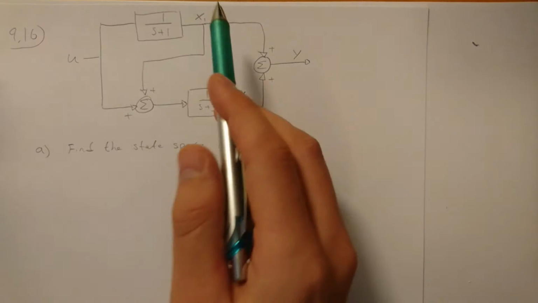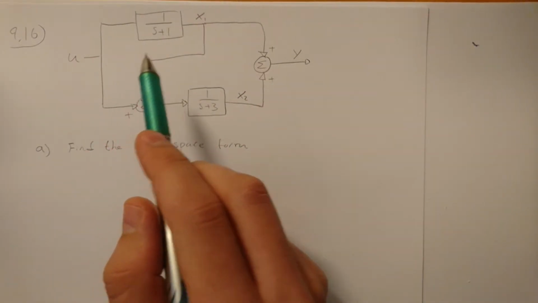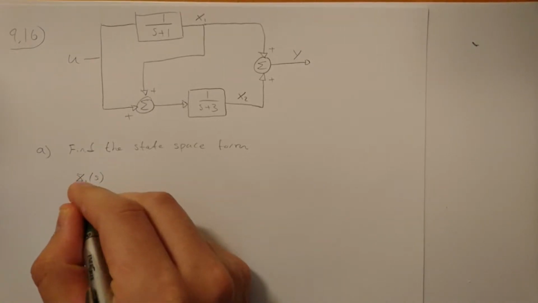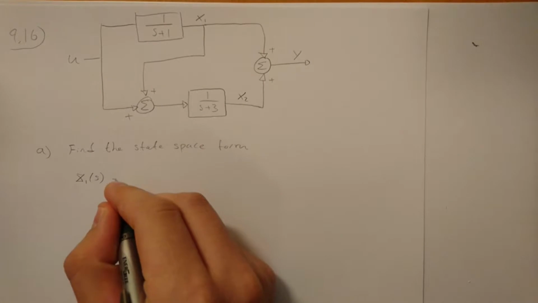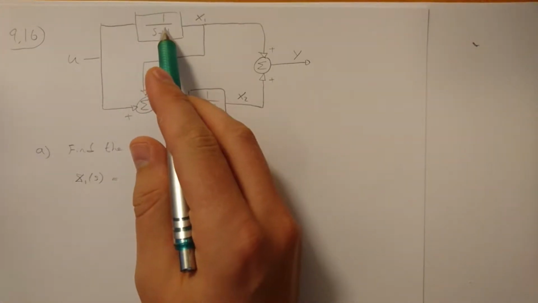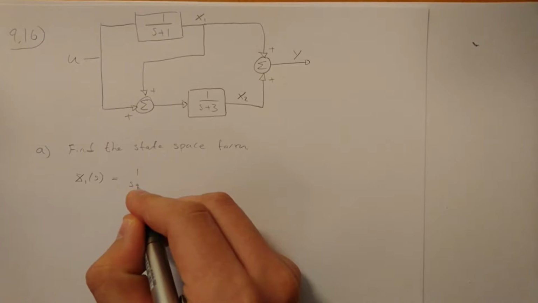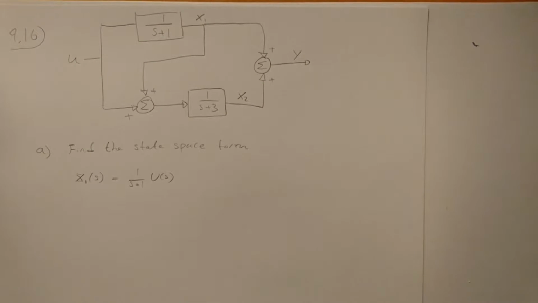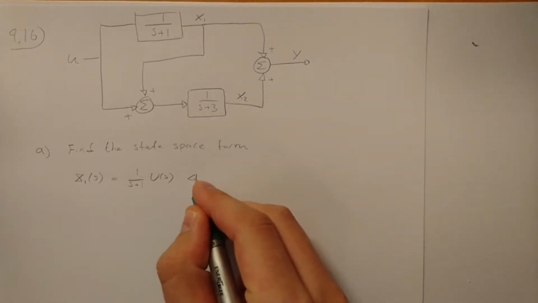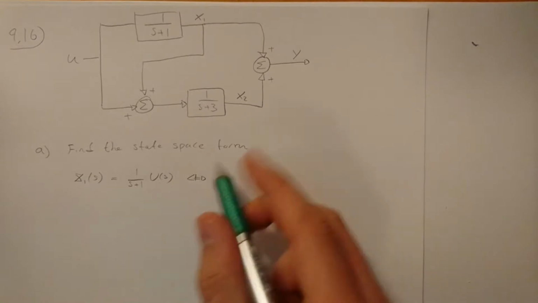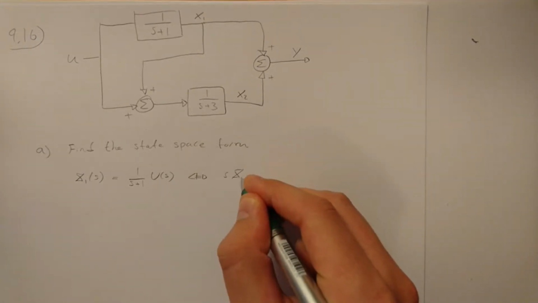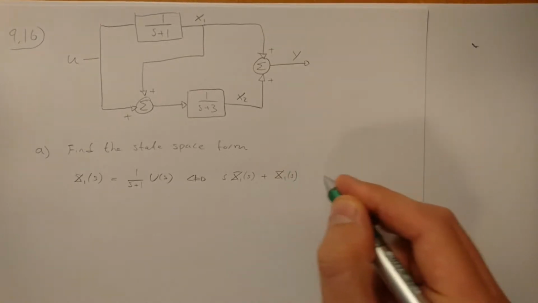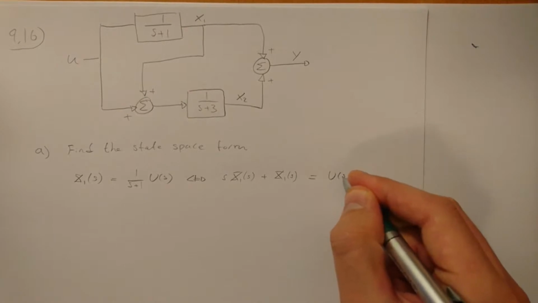Okay, so let's start with this x1 because it's the easiest one. And if we look at this in the Laplace domain, we see that x1 of s is just equal to this transfer function, 1 on s plus 1, times the input u of s. And if we multiply both sides with s plus 1, we get s times x1 of s plus x1 of s, and on the right hand side we just have u of s.